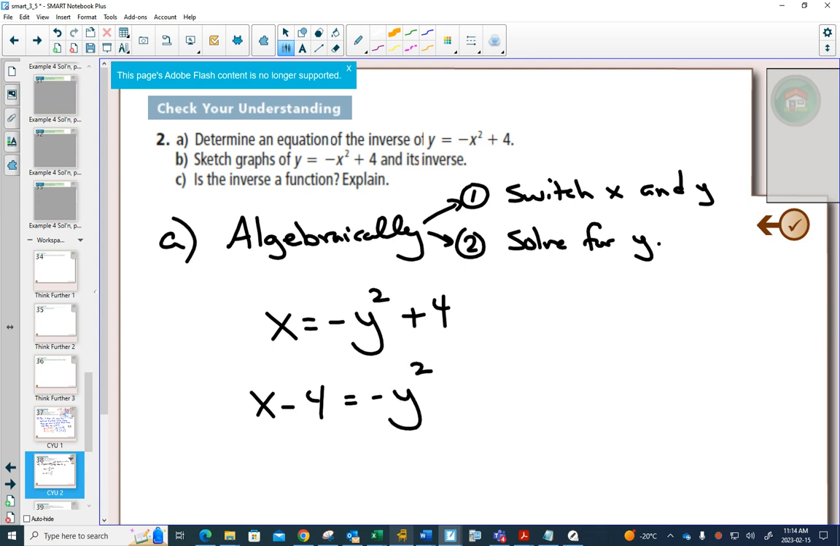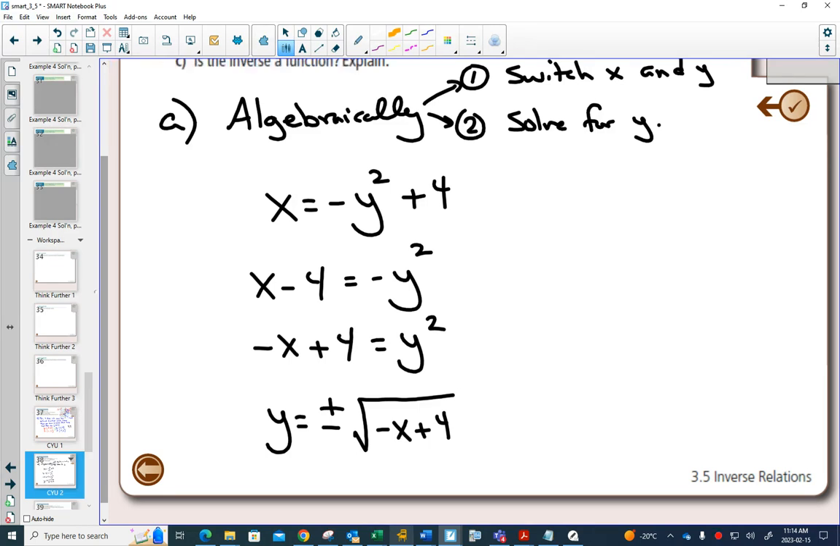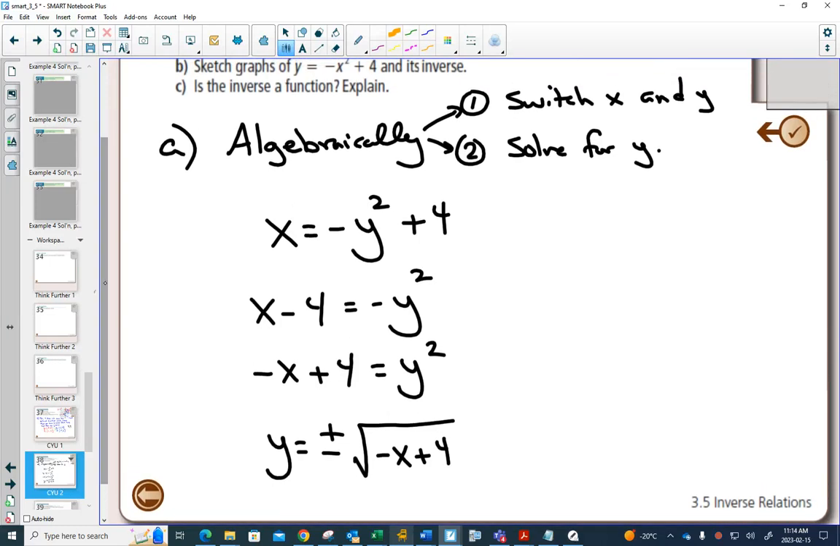And it's close to getting y squared by itself, but there's still a negative in front. So next I'm going to multiply both sides by a negative. Now I have the y squared by itself, and I can get y by itself by square rooting both sides. And we have to remember, when we square root both sides, we have the plus or minus. So this is finding the equation algebraically. You switch the x and the y, and then you solve for y.